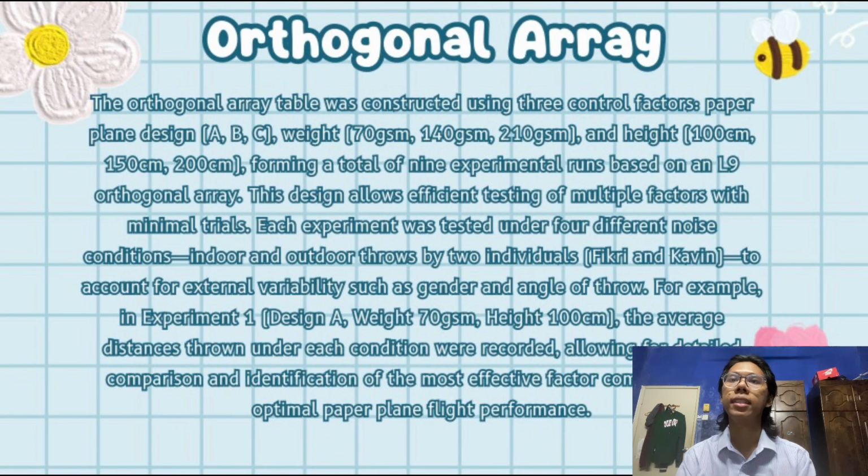Each experiment was tested under 4 different noise conditions: indoor and outdoor throws by two individuals, Fikri and Kavin, to account for external variability such as gender and angle of throw. For example, in experiment 1, design A, weight 70 gram, height 100 cm. The average distances thrown under each condition were recorded, allowing for detailed comparison and identification of the most effective factor combination for optimal paper plane flight performance.